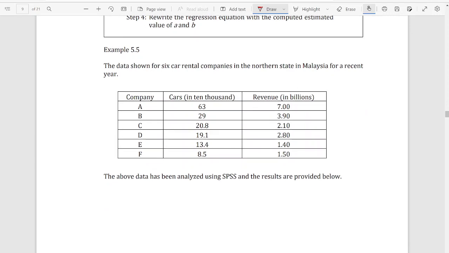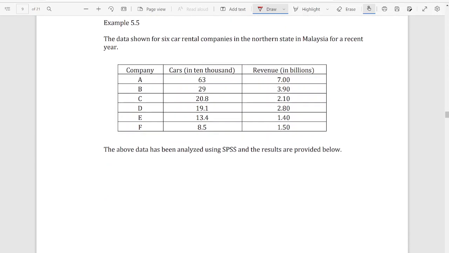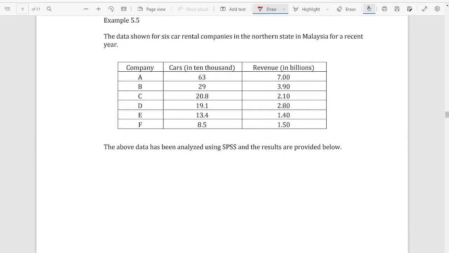So, kita gunakan formula yang sama. Kalau ini kita tak nak guna formula, kita just nak tengok dari segi output SPSS macam mana nak baca. So, same data set untuk yang car rental tadi.